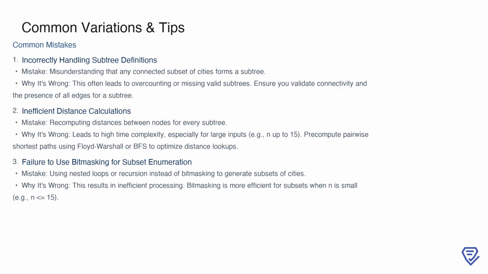Lastly, failing to use bit masking for subset generation can create inefficiencies. While nested loops or recursion might seem intuitive, bit masking is much faster when enumerating subsets, particularly for smaller graphs with up to 15 cities.